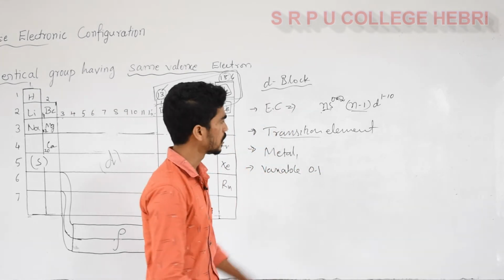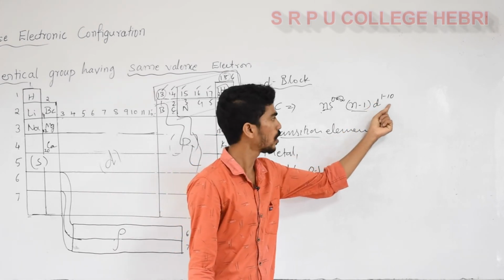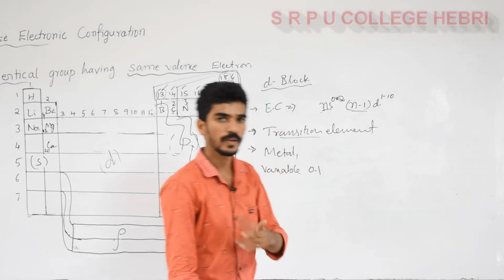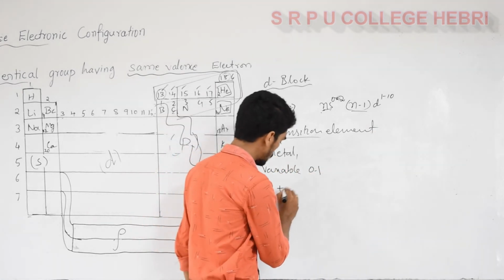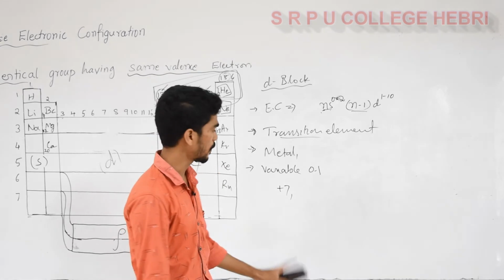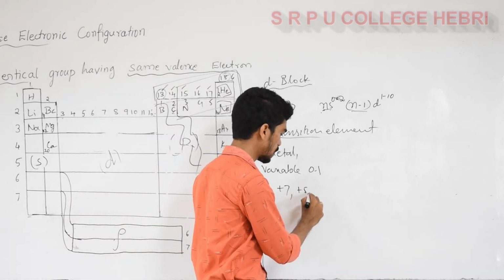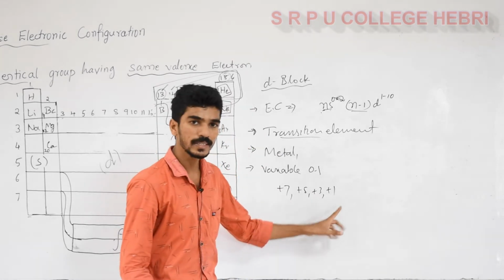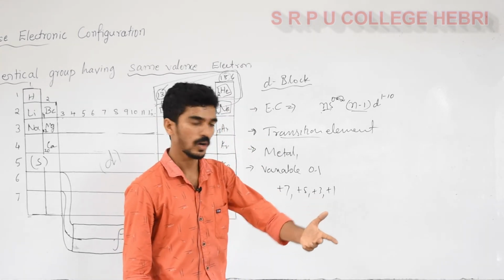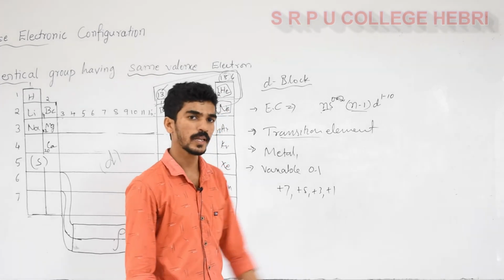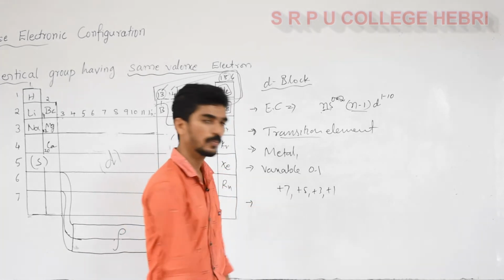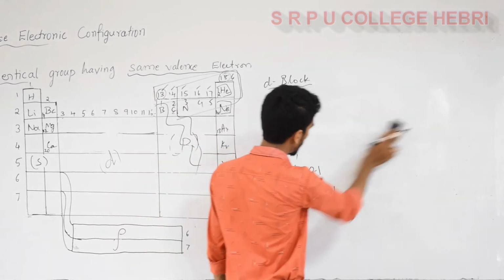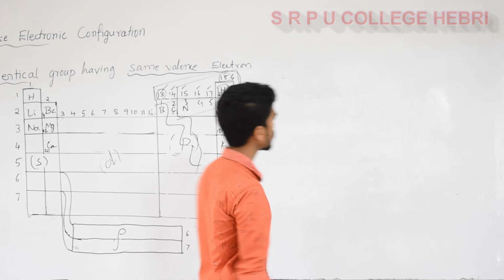Oxidation states are variable. Why? Because there is a large difference in the number of electrons, which varies from 1 to 10. So we can expect a plus 7 oxidation state, plus 5 is possible, plus 3 is possible, plus 1 is possible. What it indicates is that the element can donate all its electrons and get the positive charge. So this is about the d block element.